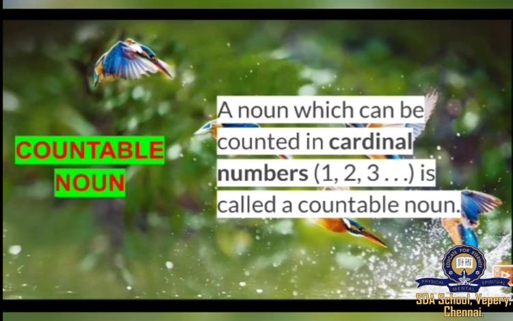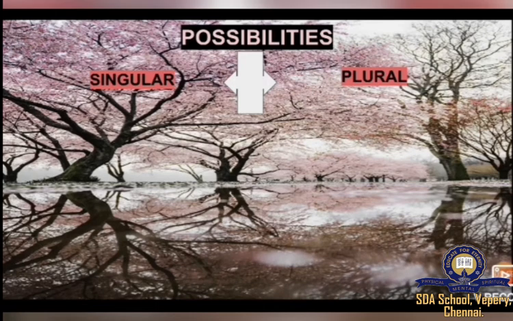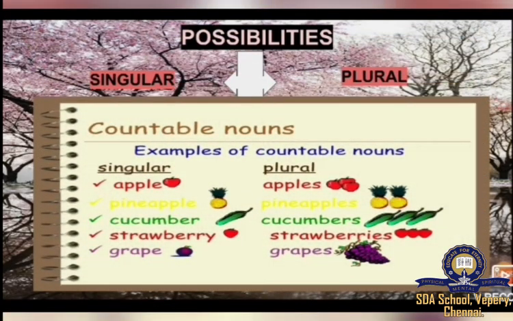So let's move on and see the possibilities. The possibilities are, the countable noun can be either in singular or in plural. For example, when the countable noun is in singular, we say it apple, but when it is in plural, we say it apples. Likewise, pineapple, pineapples, cucumber, cucumbers, strawberry, strawberries, grape, and grapes. So, a countable noun can be in singular or can be in plural.